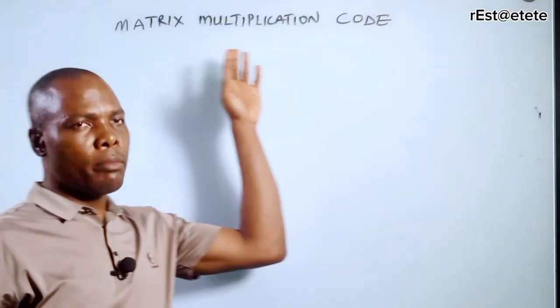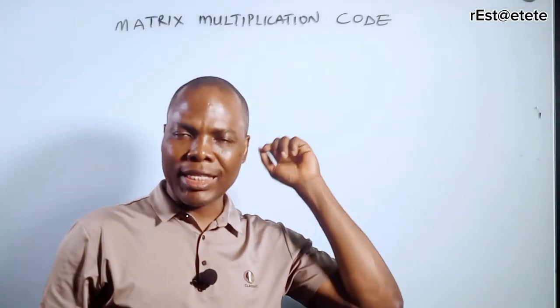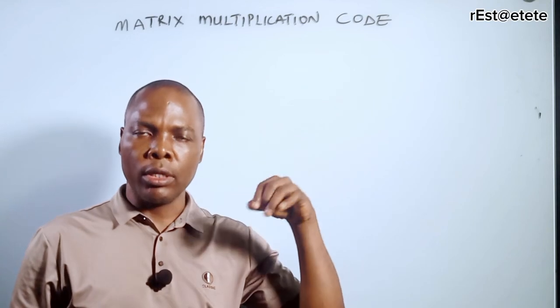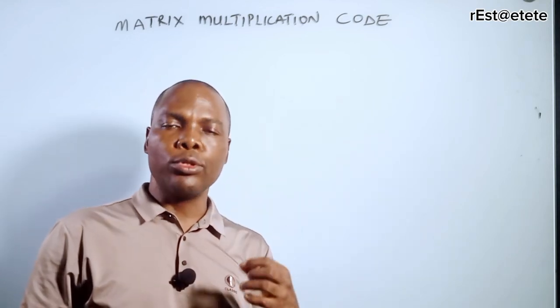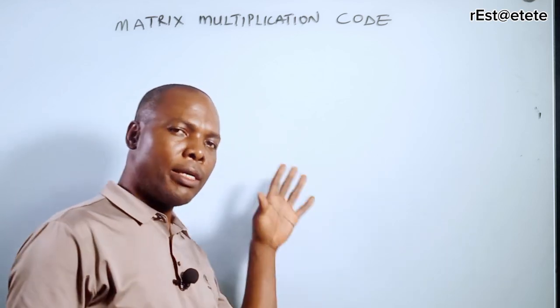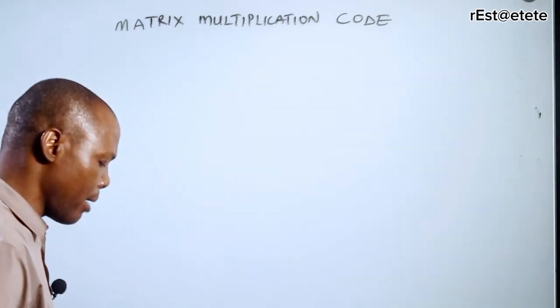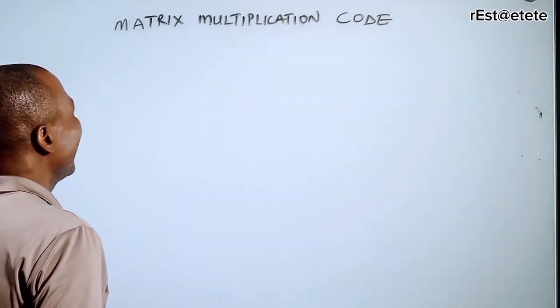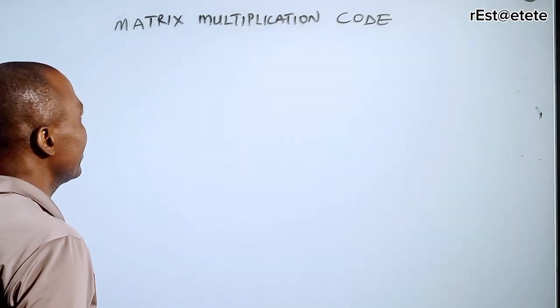Today we want to look at matrix multiplication code. In the last class I taught you matrix multiplication, and I said in this class I'm going to show you how to write a C code to do the same thing that we did practically in the class last time. So without wasting much time, let's get right in.